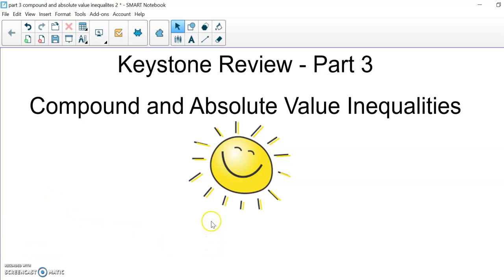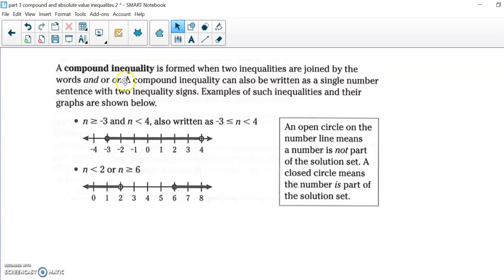This is Algebra 1, Keystone Review Part 3. We're going to talk about compound and absolute value inequalities. So the first one we're going to talk about is compound inequalities, and that's just when two inequalities are joined by an and or an or.